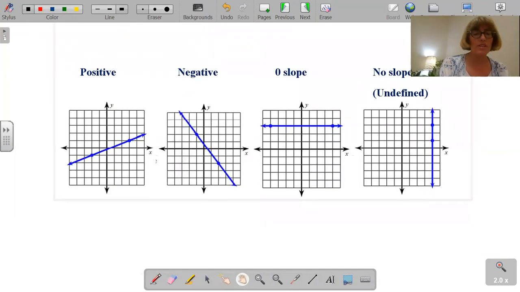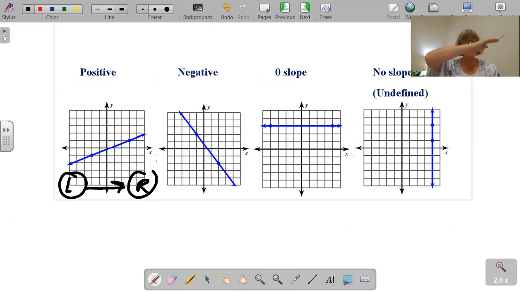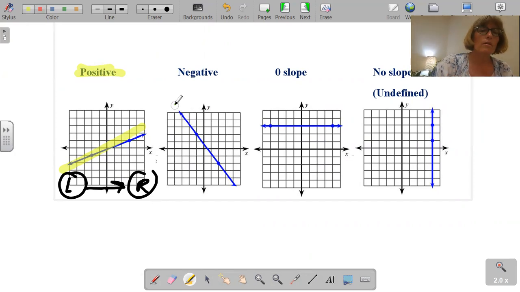We read graphs from left to right. Hold up your left arm, left to right. That's how we read graphs. So your left arm, elbow to fingertip, left to right. If you tilt upwards from left to right, that's a positive slope. If you tilt downwards from left to right, it's a negative slope.